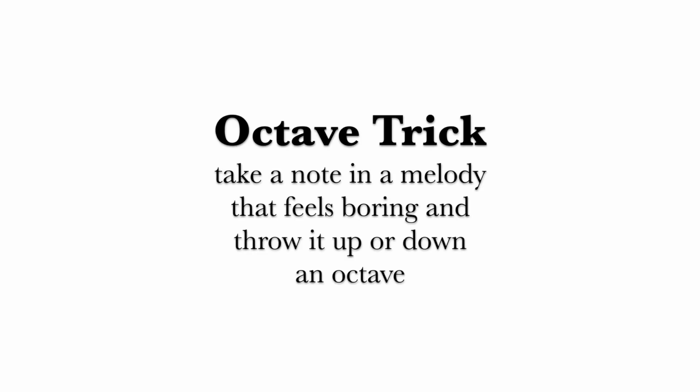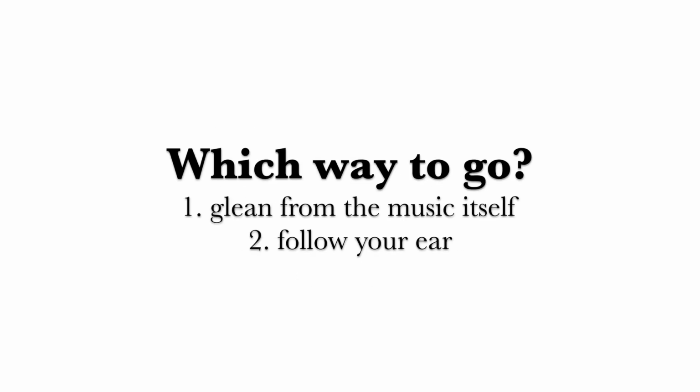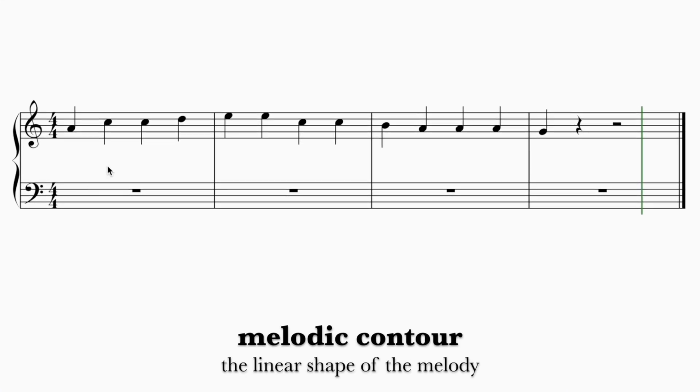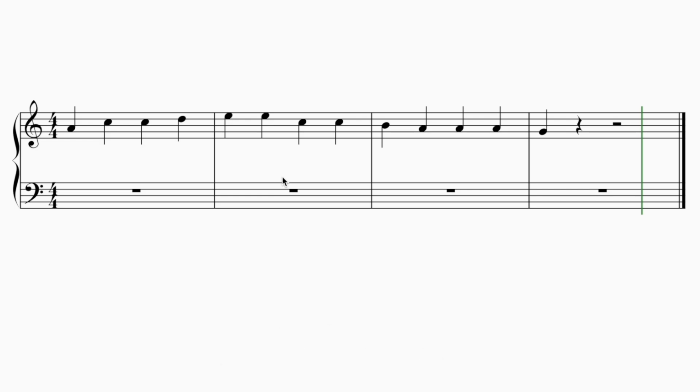Now, all the octave trick is, is taking a note that feels boring to you and throwing it up or down an octave. Now, which way do you go, up or down? That is something that you can glean from the music itself, or you can just follow your ear. Either way, let's discuss that first one, though. How can you glean from the music which way you should go? It's all about melodic contour. If we're already going up, then go down. It's all about opposites. If you've been going down, then go up.